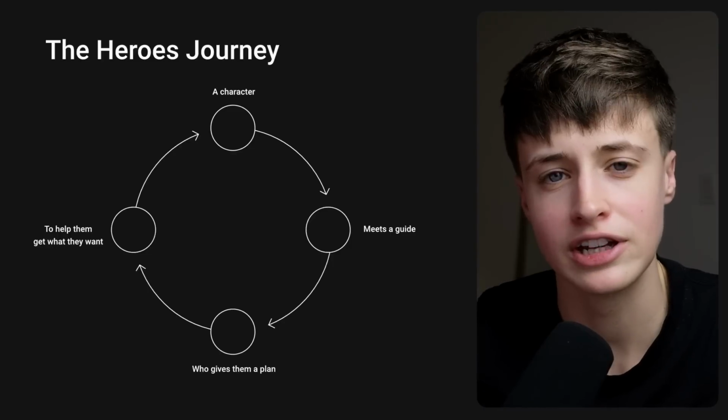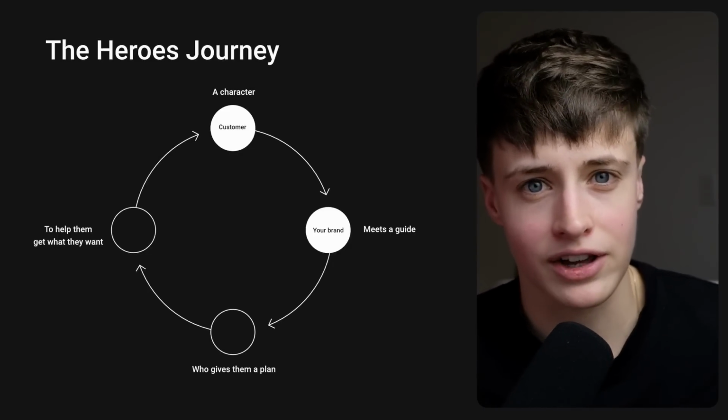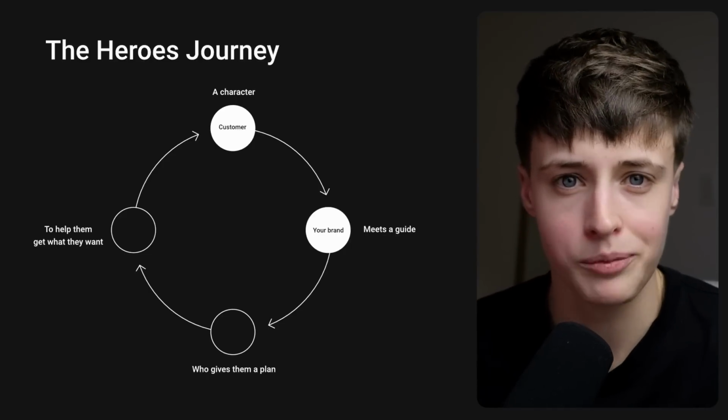And so this book is based on a very commonly used storytelling technique of the hero's journey. So it's positioning your customer as the hero of the story, and you or your brand are the guide that helps them overcome challenges and get what they want.